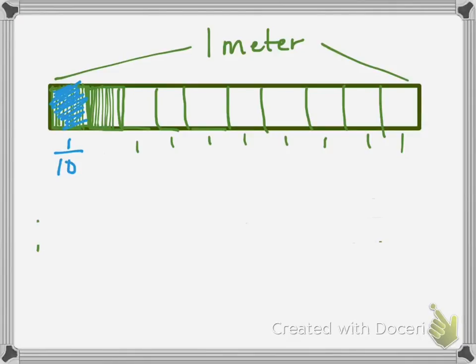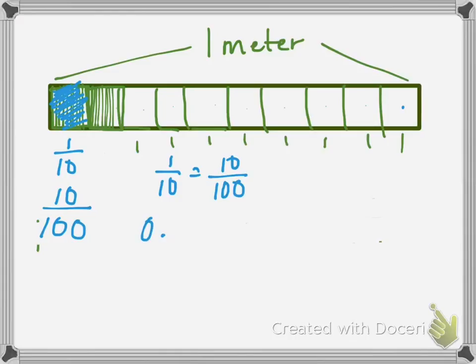But there's also 10 little guys shaded. But if you're referring to the 10 little guys, you have to remember that there's 10, 20, 30, 40, 50, 60, 70, 80, 90, 100. So that's 10 out of 100. Now, how would we write that as a decimal? If 1/10 is the same as 10 100ths, that means that 1/10 is the same as 10 hundredths.